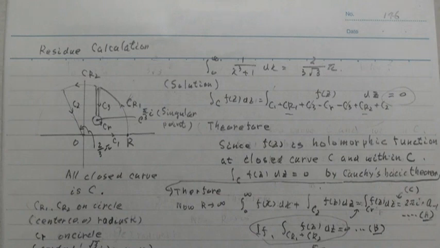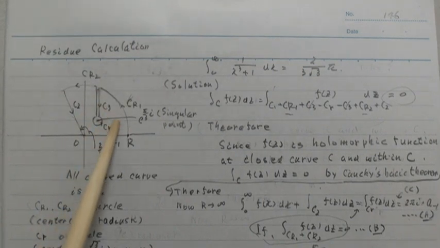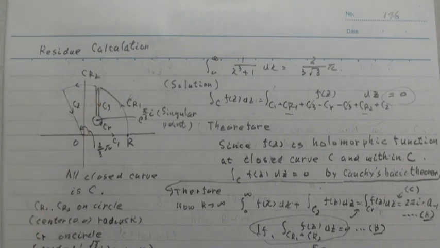And the integral over the contour C1 plus CR1 plus T3 plus T3 minus Tr plus Tr2 plus C2. And this closed curve is C.